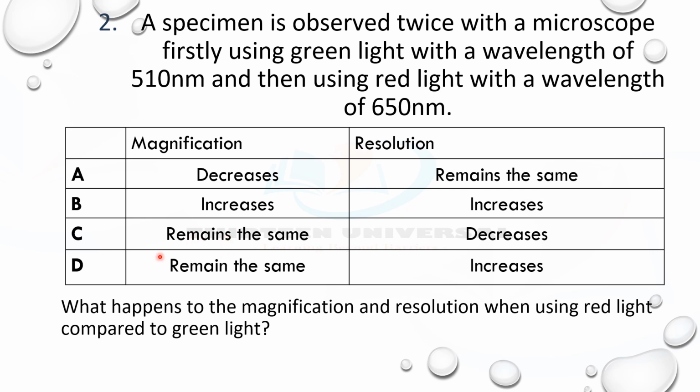So it remains the same, C and D, but we'll come to resolution. The resolution actually decreases because 510 nanometers will give us a higher resolution, because it will be able to see more details than 650 nanometers. Is that okay? So for example, this can see structures from 510 and above. This is structures from 650 and above. So you can't see anything lower than 650.